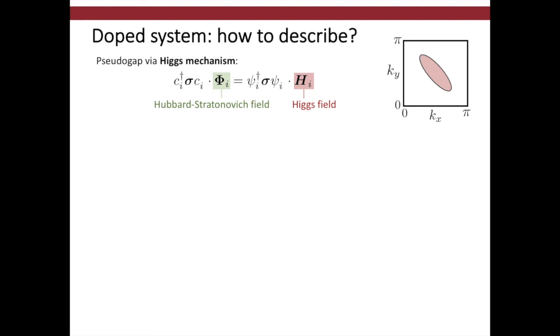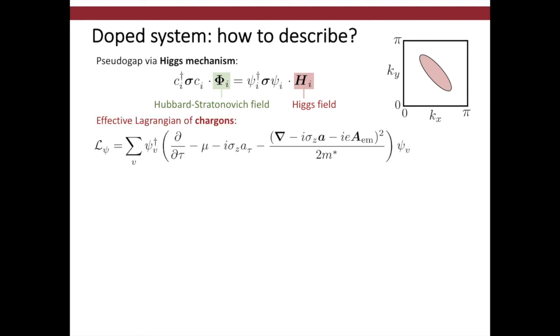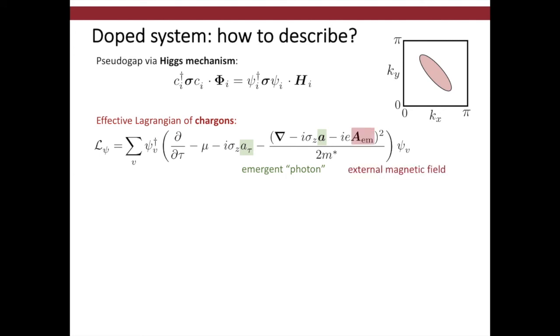The effective non-relativistic chargon Lagrangian that we use to compute the thermal Hall conductivity is shown here. It involves the residual gapless emergent gauge field, or emergent photon, lowercase a. And the gauge field, uppercase A, represents the external magnetic field. Let us first neglect the emergent gauge field. In that case, the Wiedemann-Franz law is obeyed and kappa xy over T is proportional to the charge Hall conductivity as shown.